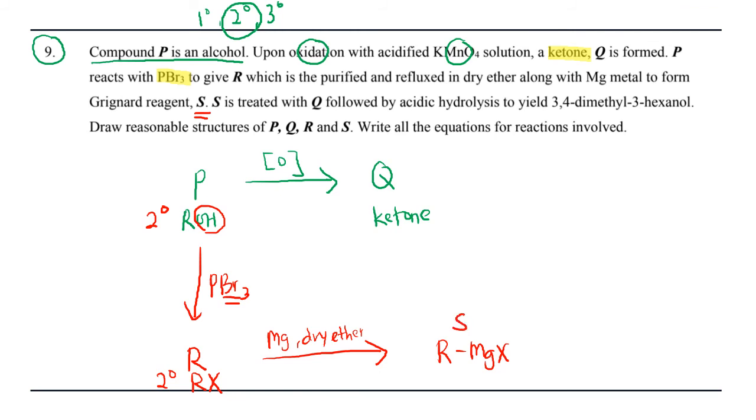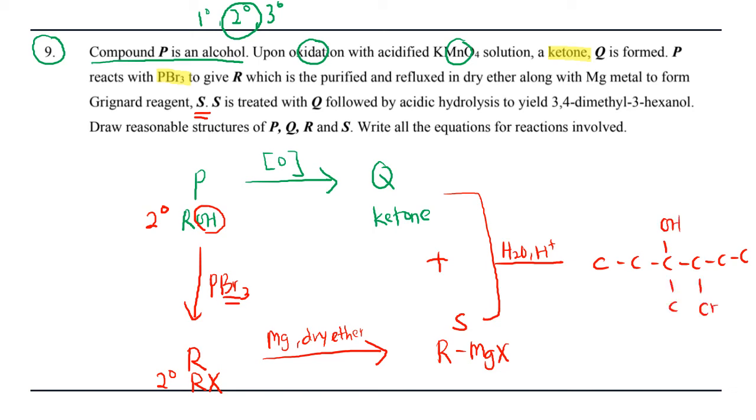Then both S and Q react, followed by hydrolysis, to produce 3,4-dimethyl-3-hexanol. Numbering the carbons 1, 2, 3, 4, 5, 6, the compound is complete with the hydrogens: CH2, CH, CH2, CH3.